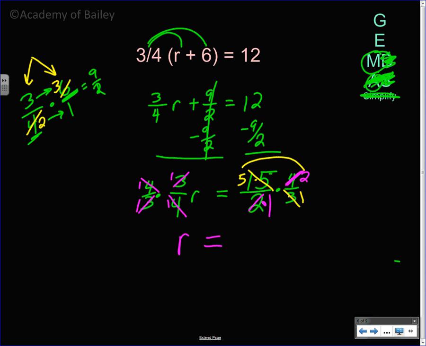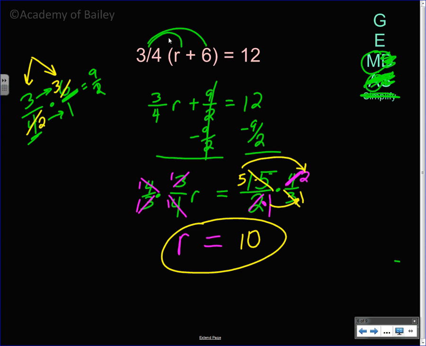And multiply straight across. That doesn't really look straight, but I don't want to draw the line through everything else. 5 times 2 is 10. And on the bottom, 1 times 1 is 1. We don't really need to put that 1 there because 10 over 1 is just 10. So there's your answer. R equals 10.